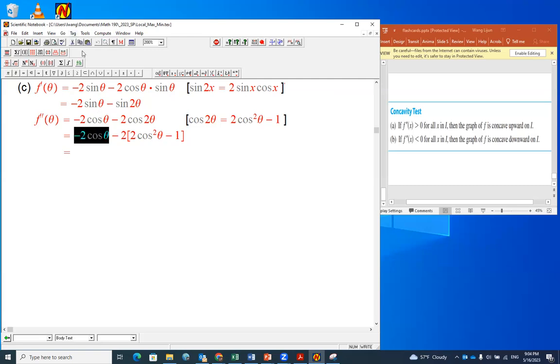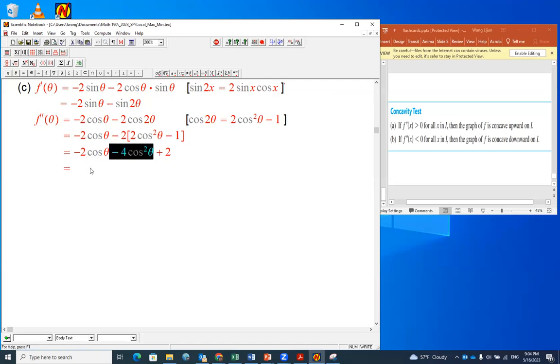Opening up the parentheses: negative two times two is negative four cosine squared theta, and negative two times negative one is plus two. Now I want you to see that this is a quadratic function. Why is it a quadratic function?